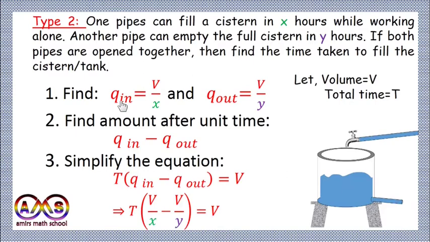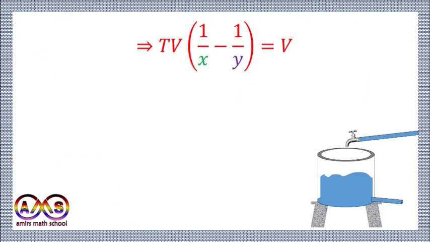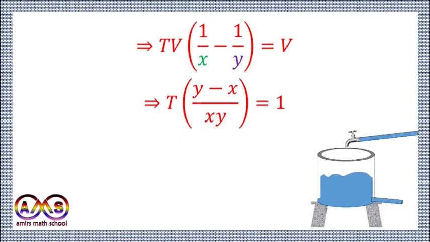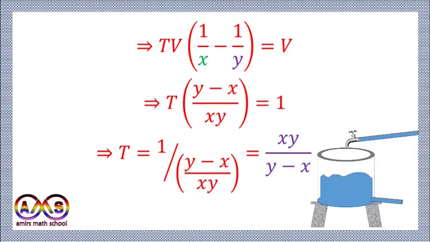Just substitute the value of Q in, that is V by X, and the Q out, that is V by Y. So T into V by X minus V by Y equal to V. Taking V common, that is TV into 1 by X minus 1 by Y equal to V. Then after simplification, we get the result, that is T equal to XY divided by Y minus X.